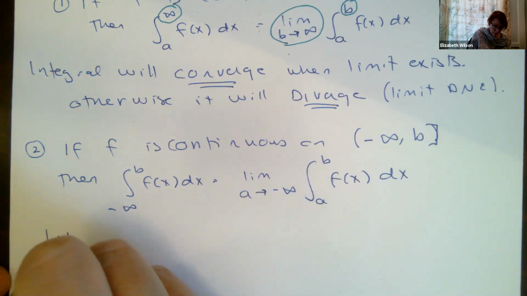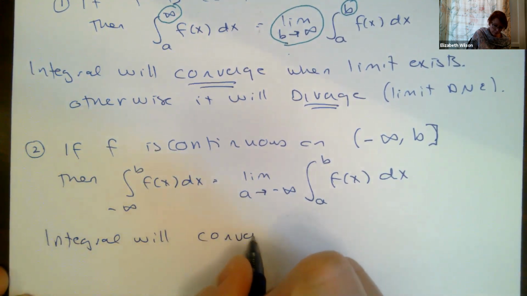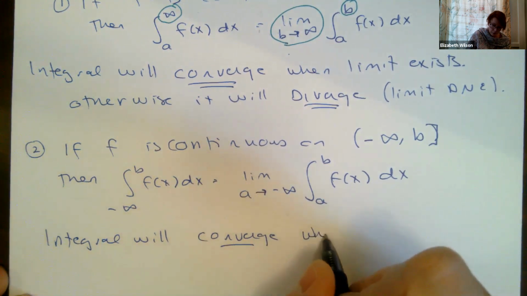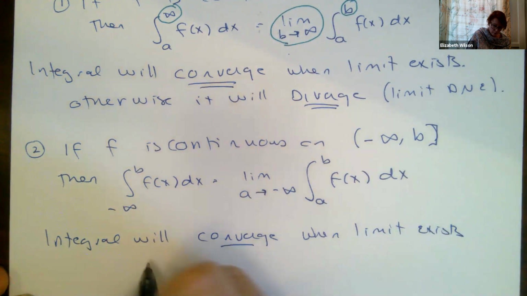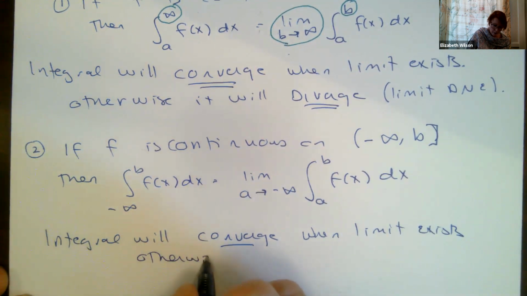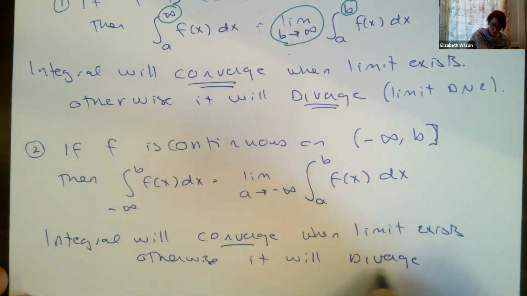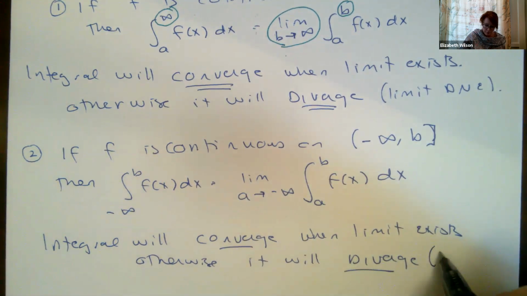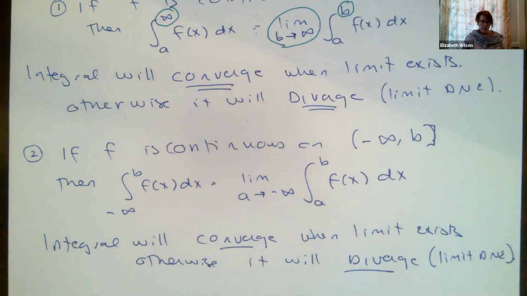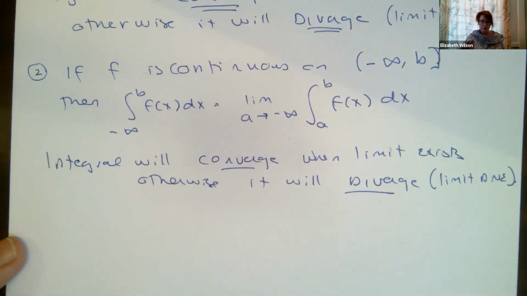So we're going to say the integral will converge when the limit exists. Otherwise, it will diverge. So if the limit does not exist, the integral diverges. Okay, so upper bound is infinite, lower bound is infinite. Now let's do both.